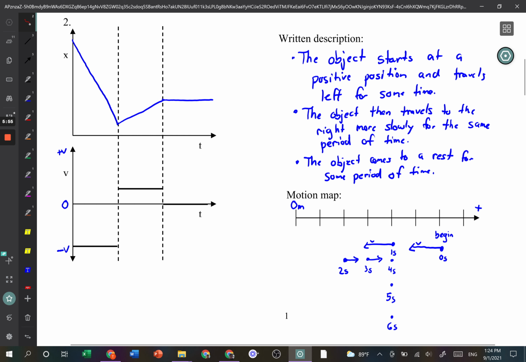So I have 1 second and 2 seconds of travel to the left, which is why at 2 seconds it is at this position. Then 2 seconds of travel to the right, which is why at 4 seconds it's at this position. And then it stops for 1 second here, stops for another second there. And we will end at 6 seconds.